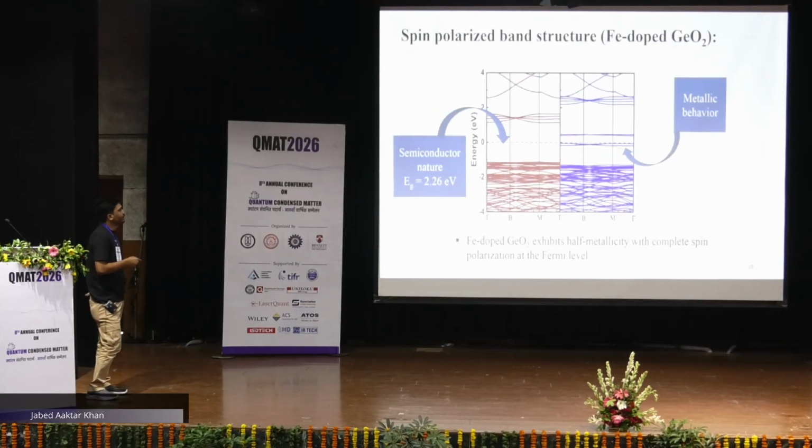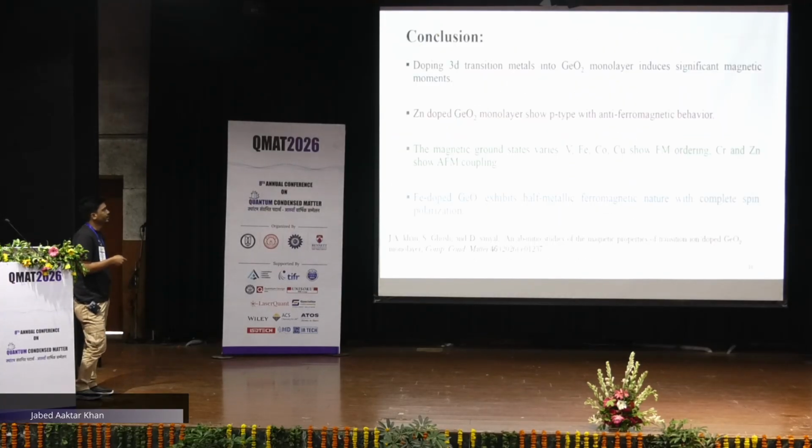Now here we plot the spin polarized band structure calculation. One spin channel shows semiconductor nature and the other spin shows metallic behavior. So this makes it a half metallic material. In conclusion, doping 3D transition metals in the GeO2 monolayer induces significant magnetic moment.